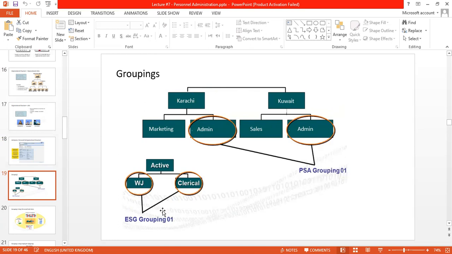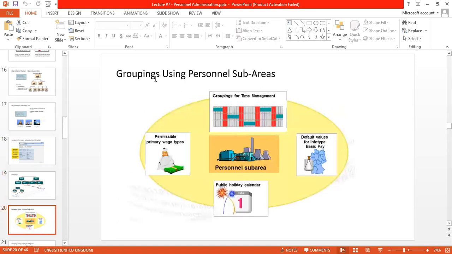Okay, and based on employee subgroups, we will have groupings also. Keep in mind, we are talking about groupings, so groupings that could be personnel sub area or employee subgroups. Grouping using personnel sub areas. Now, what are personnel sub areas? Personnel area is a physical, geographical location. Personnel sub area is a corporate office or factory. That is a personnel sub area.